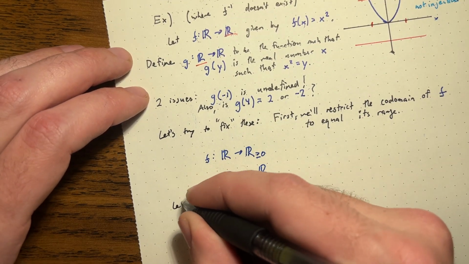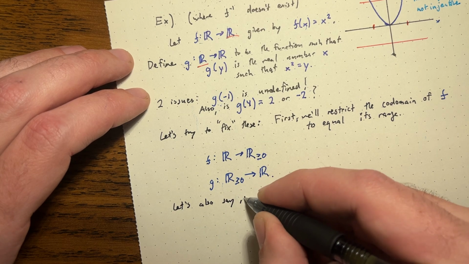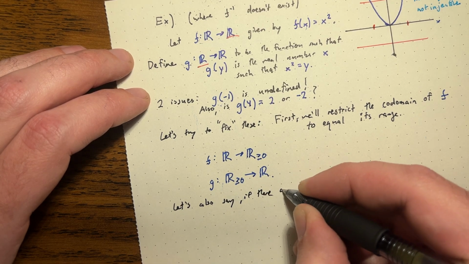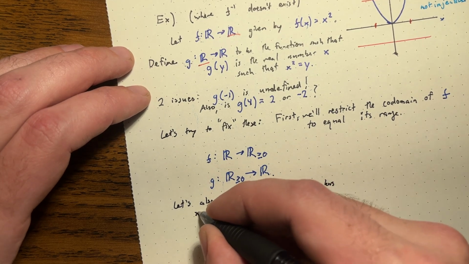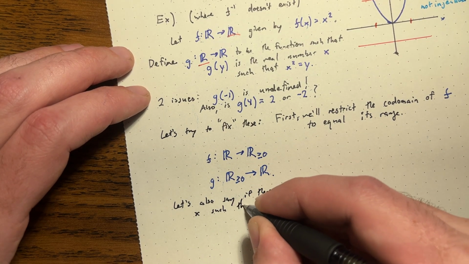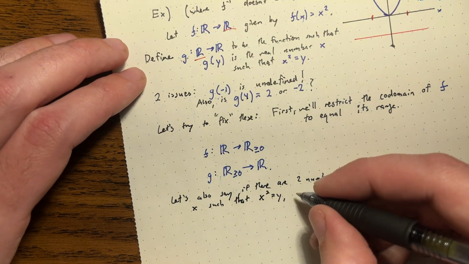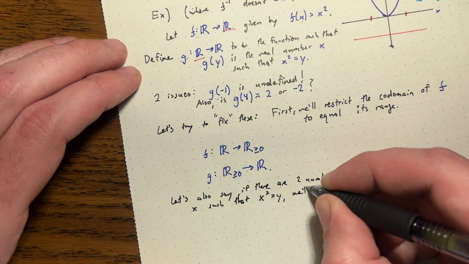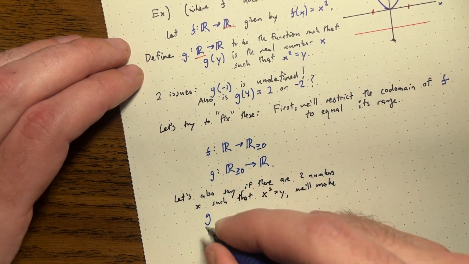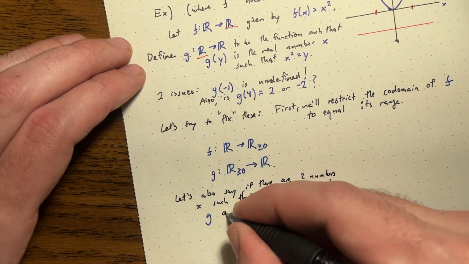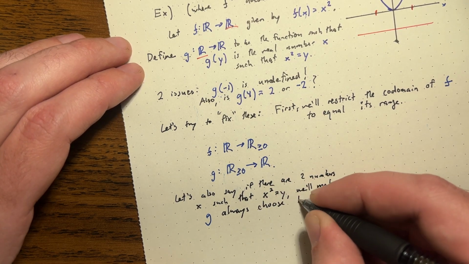The second issue is this, right? So let's try to resolve that ambiguity. Let's also say if there are two numbers x such that x squared equals y, we'll make g always choose the positive one. That's one way to resolve it, right? Choose the positive one.